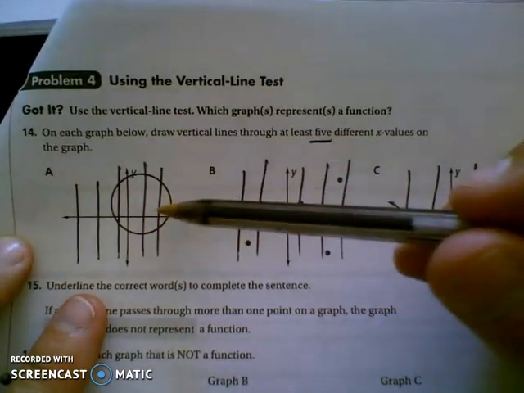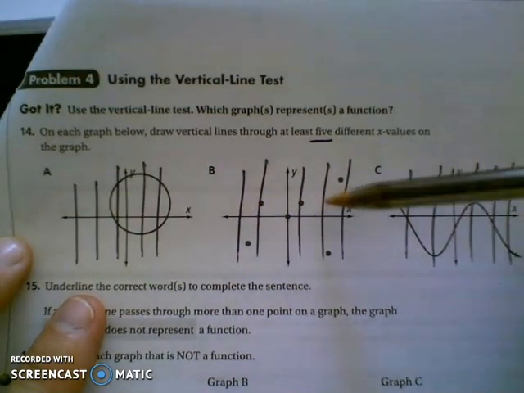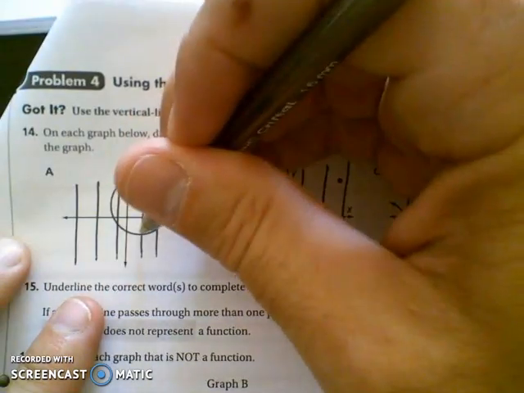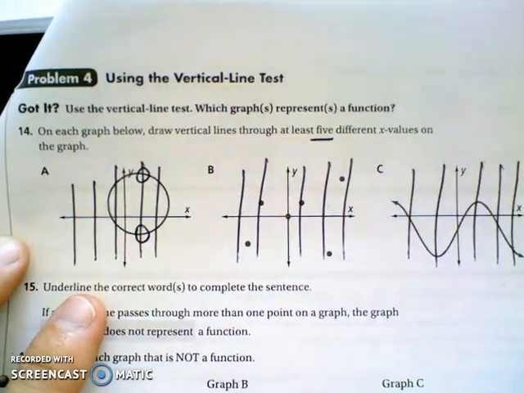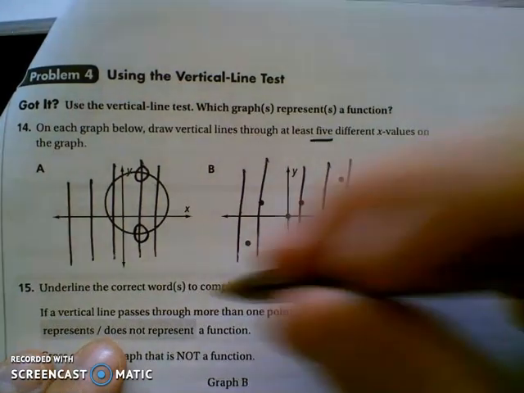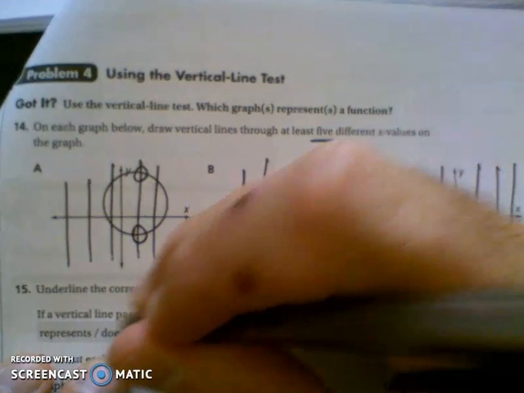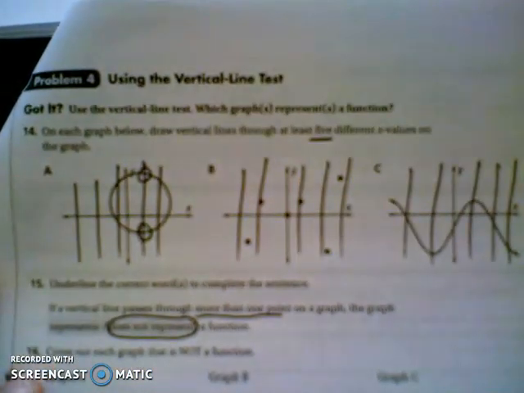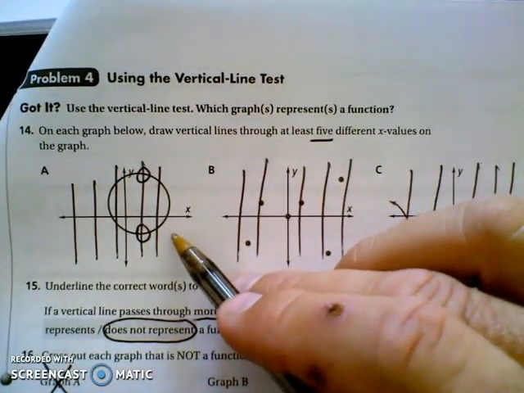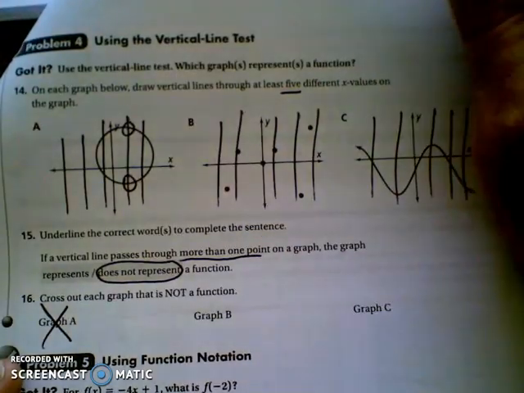So you can see this is not a function because the line connects with it twice. These connect only one time. This one will connect twice on one line, which makes it not a function. So if a vertical line passes through more than one point, which we just talked about on the graph, it does not represent a function. Cross out each graph that is not a function. Graph A is not a function because it connects with more than one point on the graph.